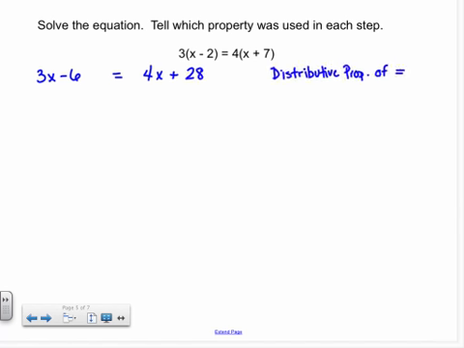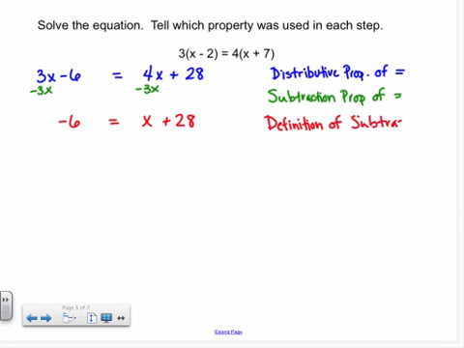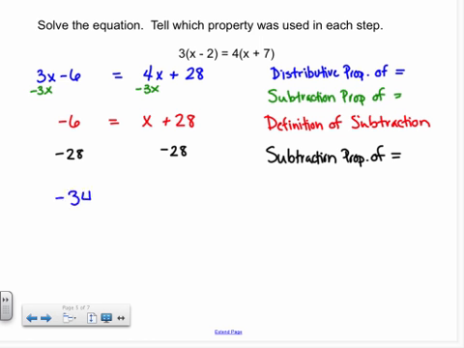Next, let's combine all of our x terms. We'll subtract 3x from both sides. That's the subtraction property of equality. Then we're left with negative 6 equals x plus 28, and we'll say that was the definition of subtraction. Our next step is going to be to combine those two constant terms, so I'll subtract 28 from both sides, and again that's the subtraction property of equality. That leaves me on the left side with negative 34 and on the right side with just x.